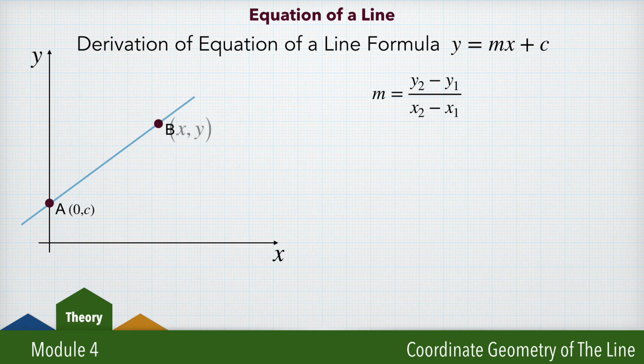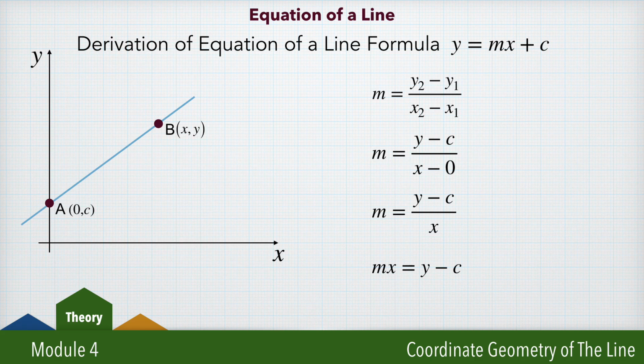Substituting the coordinates gives us m equals (y minus c) over (x minus 0). Simplifying this gives us m equals (y minus c) over x. This equation can be rearranged to give mx equals y minus c, which can be further rearranged to y equals mx plus c, which is the formula for the equation of a line.